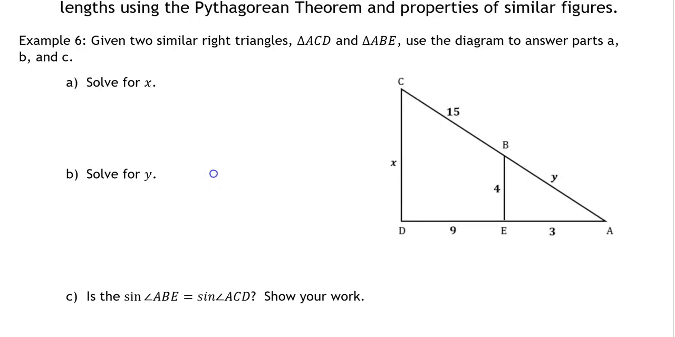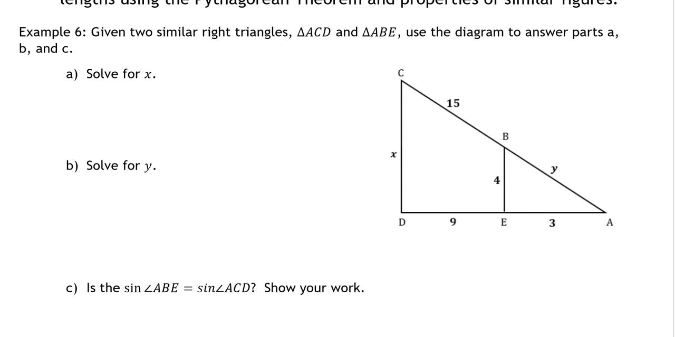Alright, we're given two similar triangles, triangle ACD and triangle ABE. So if we look here, ACD is going to be this big triangle, or if I go from A to C to D, then back, because triangles connect. Right? And then ABE is the blue triangle. Okay? So for the blue triangle, I have 3, 4, and I don't know that side, it's Y.